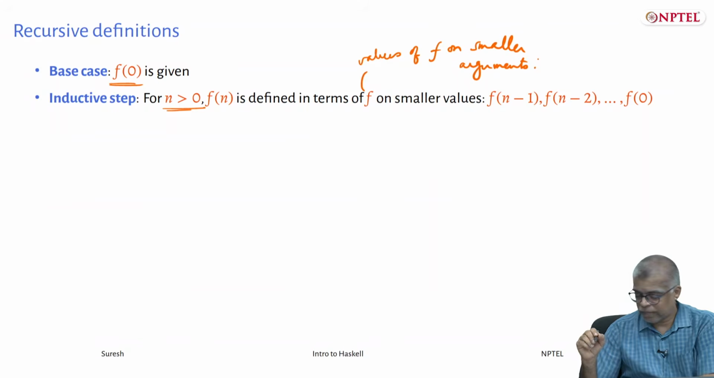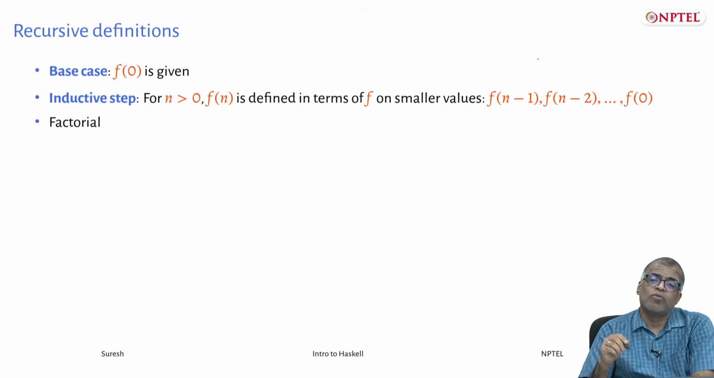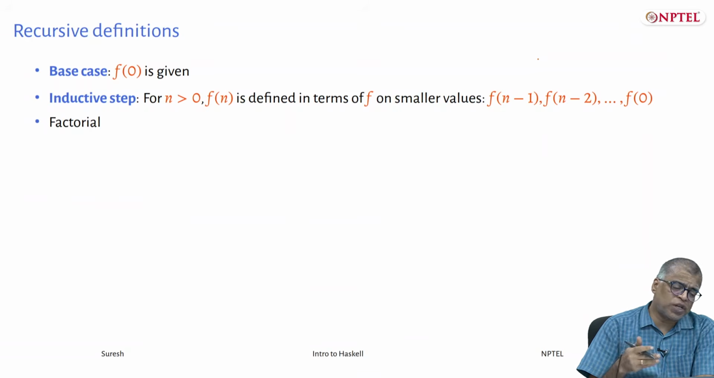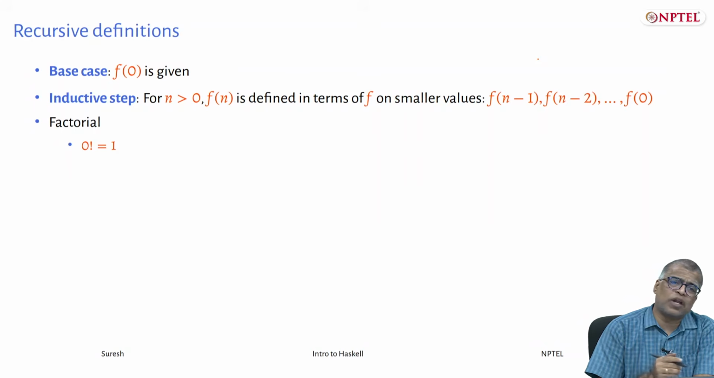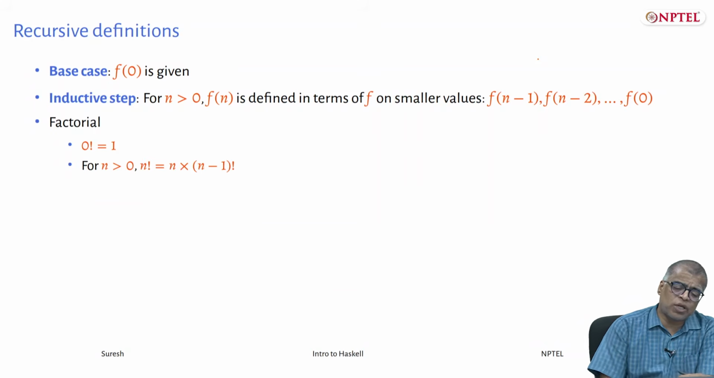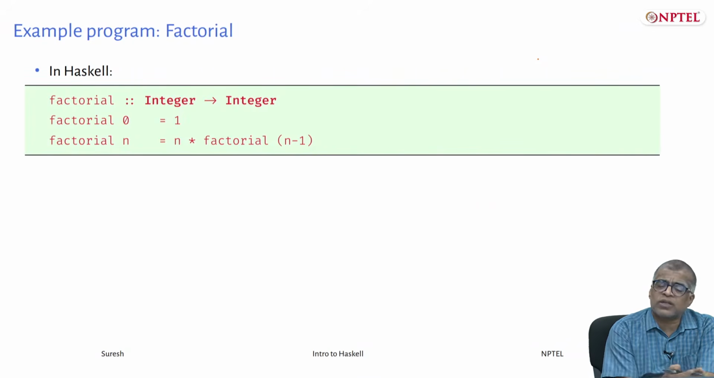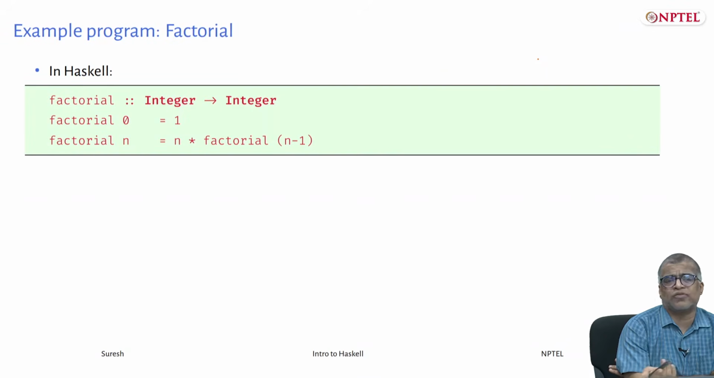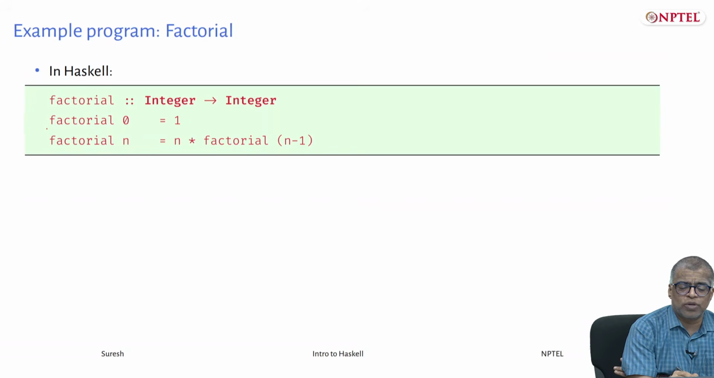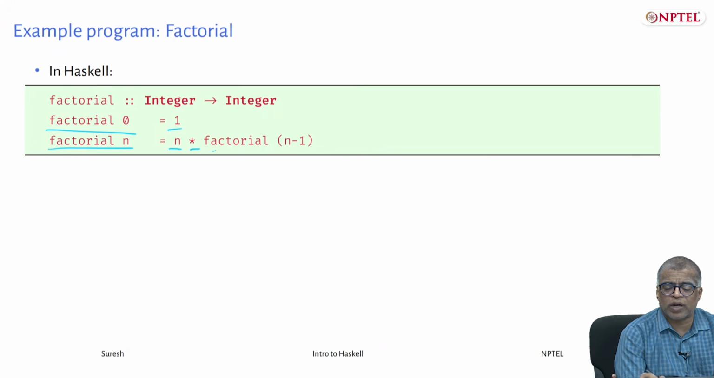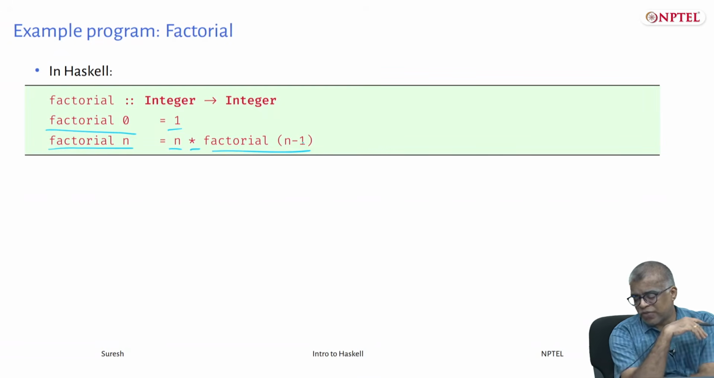For instance, here is the factorial definition which you would all have seen in school and in other programming languages too. 0 factorial is 1. For n greater than 0, n factorial is n times n minus 1 factorial, and you can just transcribe it as a definition in Haskell. Factorial of 0 is 1. Factorial of n is n times factorial of n minus 1. Okay, so that's a definition.